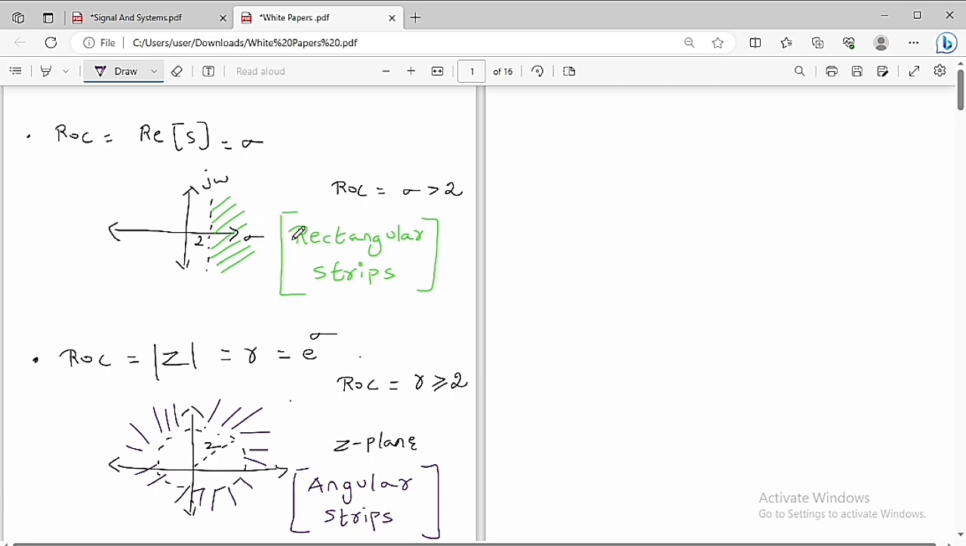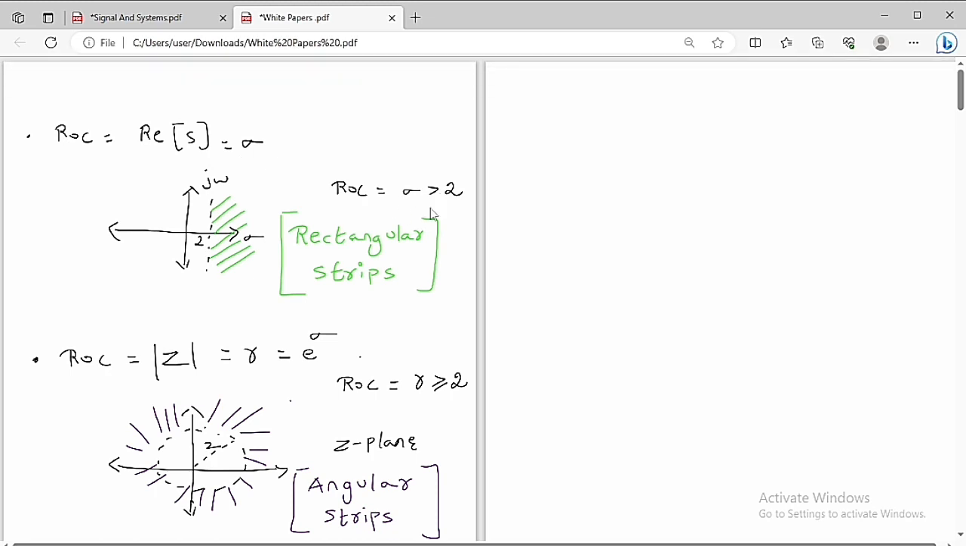In the case of Laplace transform, the ROC is nothing but the real part of s. So for a certain condition of ROC, sigma greater than or equal to 2, we can say the ROC is nothing but a rectangular strip, as you can see clearly here. In the case of Z transform, the ROC is nothing but the magnitude of z, which is equal to r, where r is e to the power of sigma. Suppose I assume the ROC is r greater than or equal to 2. So I am going to draw a circle of radius 2, and this ROC is outside this circle of radius 2. So I have drawn the picture also.